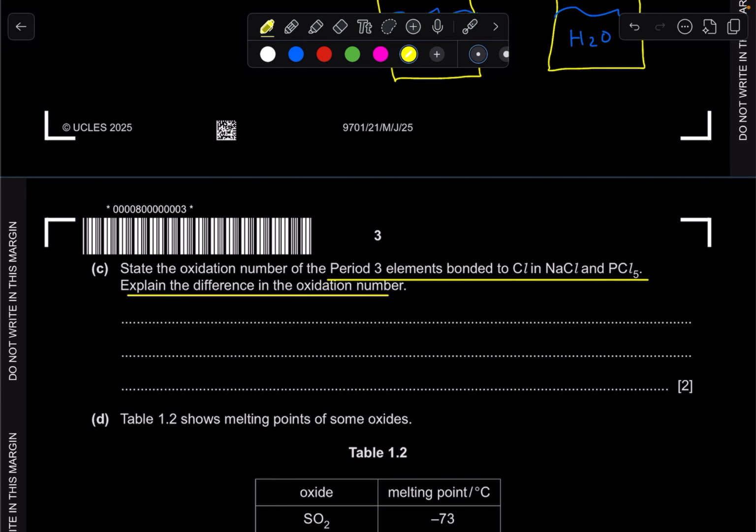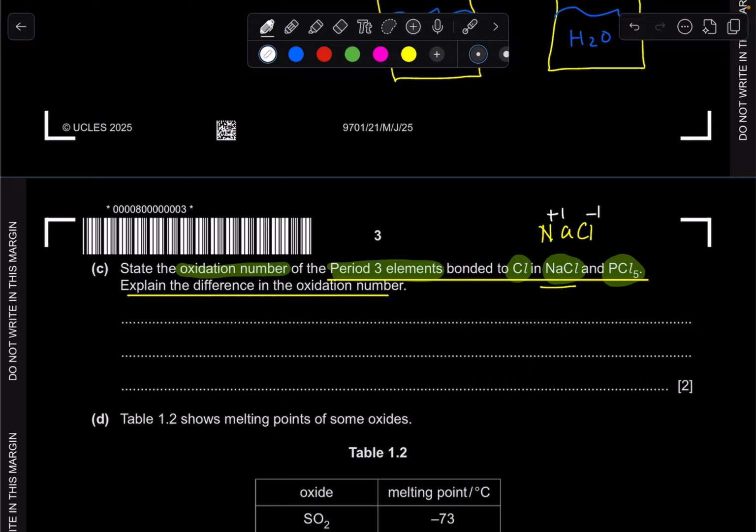State the oxidation number of the period 3 elements bonded to chlorine in NaCl and PCl5. Explain the difference in the oxidation number. Okay, so what the examiner is trying to say is state the oxidation number of period 3 elements bonded to chlorine in NaCl and PCl5. So now you can see for yourself that in NaCl, Na is a period 3 element, right? So the first thing is that in NaCl, Cl is a negative 1 and Na is a positive 1.